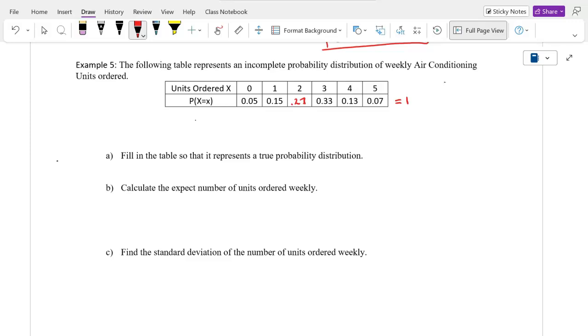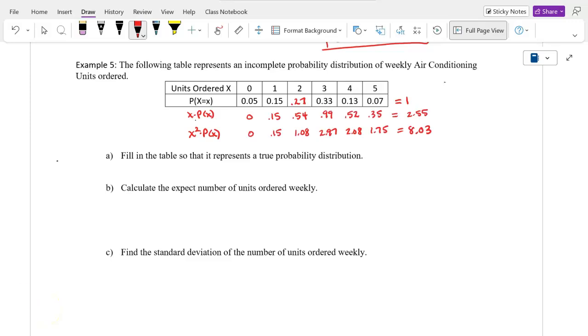Now, usually this is built in columns. I'm going to ask you really quick to pause the video and build a column for x times p of x, or actually a row, and then a row for x squared times p of x, and find those totals. And I'll do the same. I'll see you in a couple of seconds.